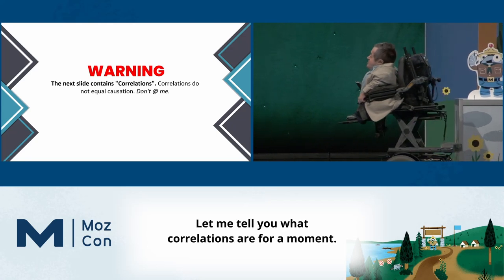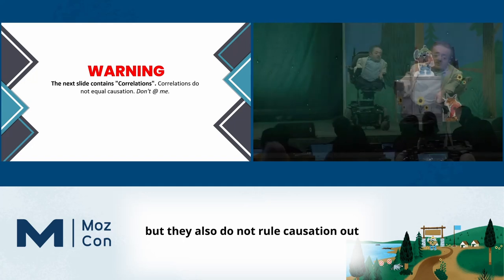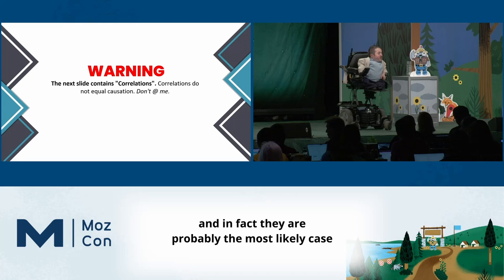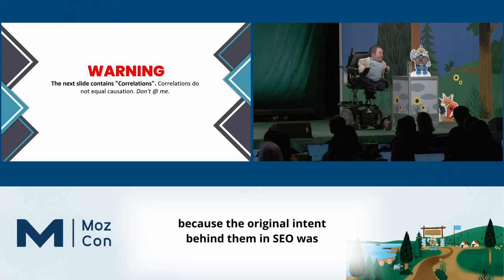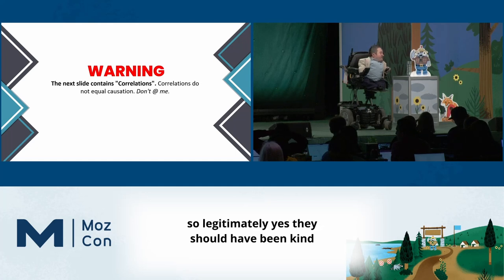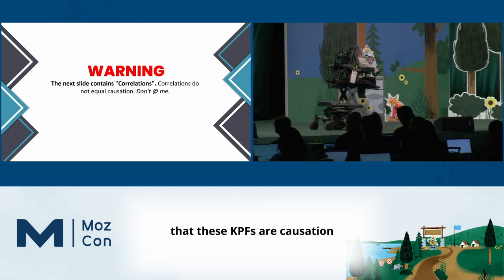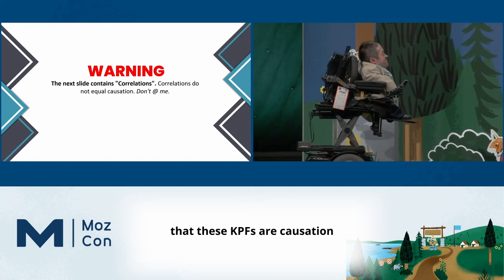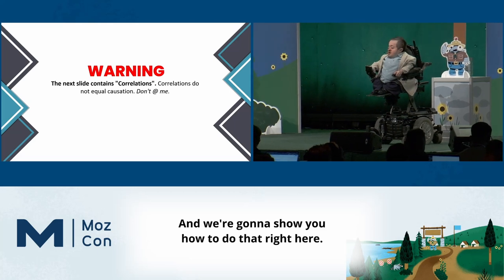Let me tell you what correlations are for a moment. Correlations are not causation, but they also do not rule causation out. And in fact, they are probably the most likely case for causation, okay? So the reason that SEOs hate correlation studies is because the original intent behind them in SEO was to try to find ranking factors, and that is a causation. So legitimately, yes, they should have been kind of skeptical of that. In this scenario, we are not assuming that these KPFs are causation, but instead we want to look at the relationship between the KPIs and the KPFs. And we're going to show you how to do that right here.